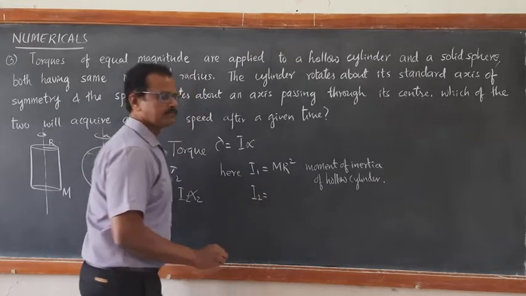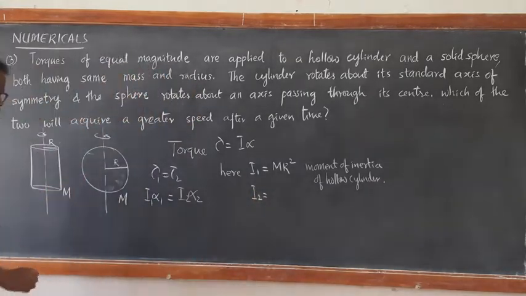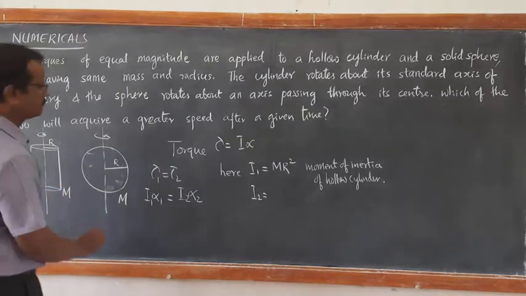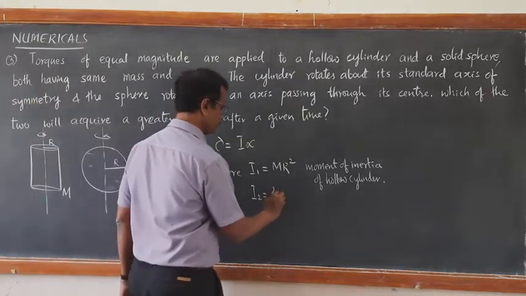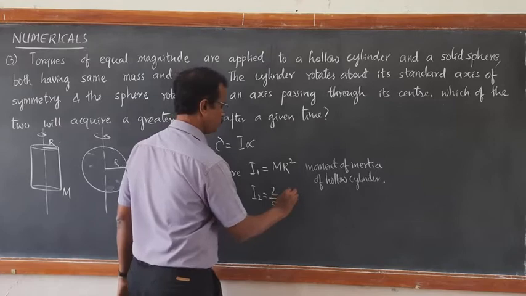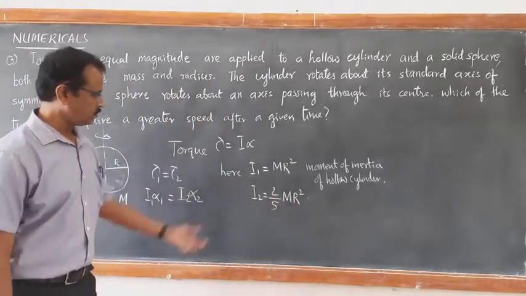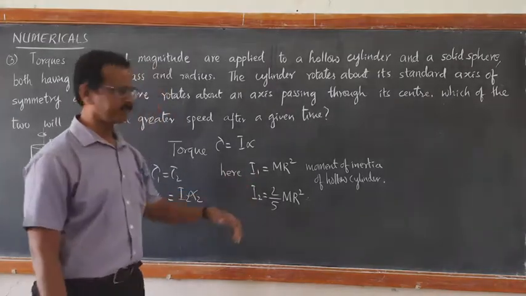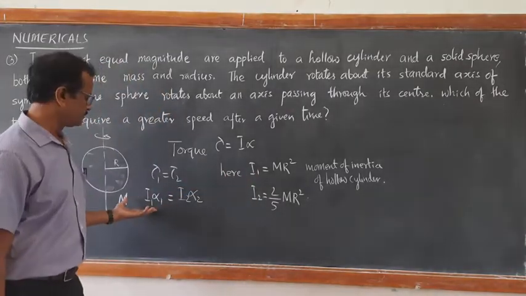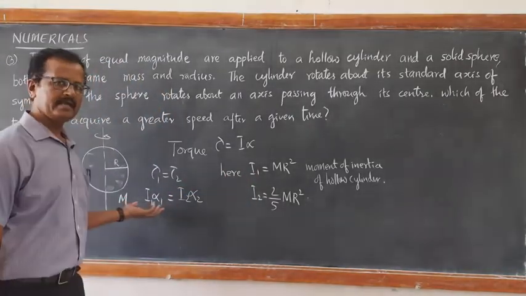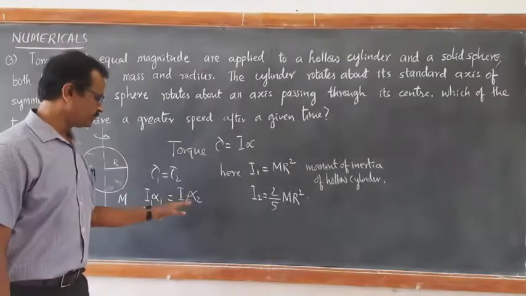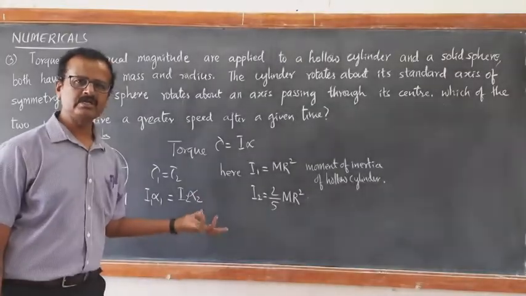I2 is equal to, for a solid sphere, the moment of inertia of a solid sphere we know from the standard equation, 2 by 5 mr square. So once you write the equations for moment of inertia, you will get the idea. Definitely the one which is having less moment of inertia will have more angular acceleration, it will gain more speed.